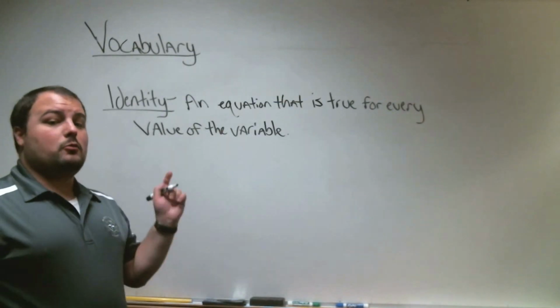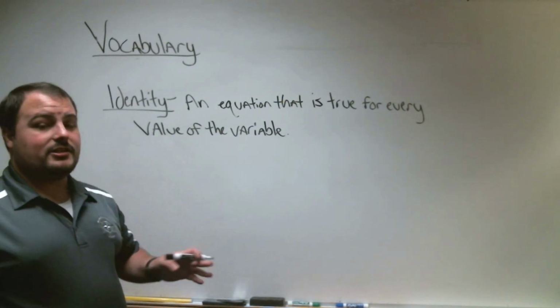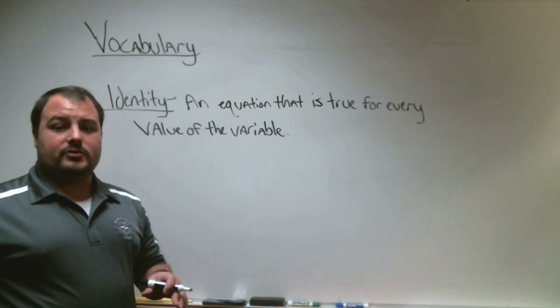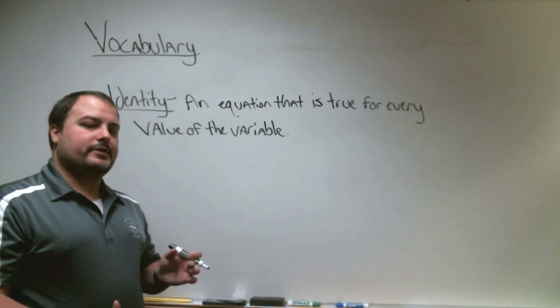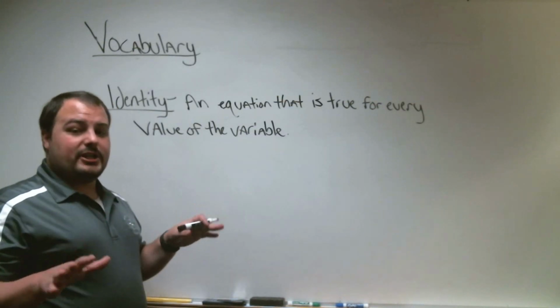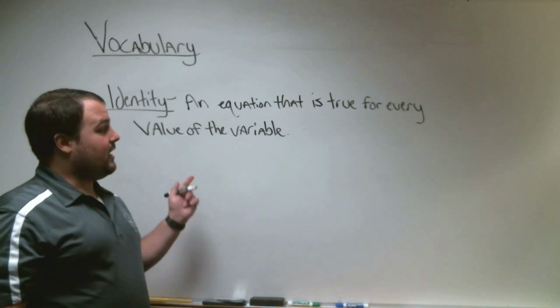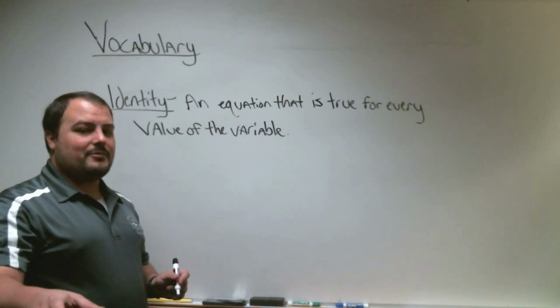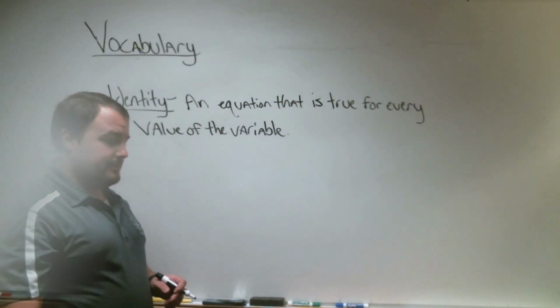For our vocab today, we've got one vocab word, and that's identity. An identity is an equation that's true for every value of the variable. So if we solve an equation that has variables on both sides, and the left side equals the right side, and they're 100% identical, and we don't have any variables, then chances are we have an identity. And you'll see what I'm talking about as we see one in this lesson. Let's go ahead and start our first example.